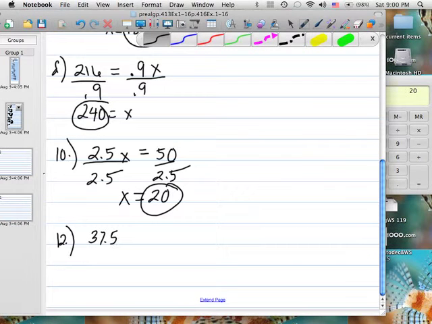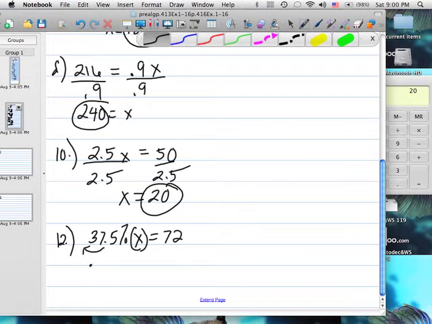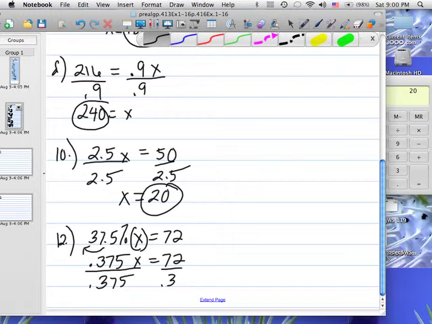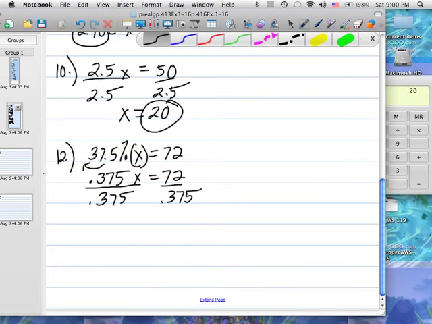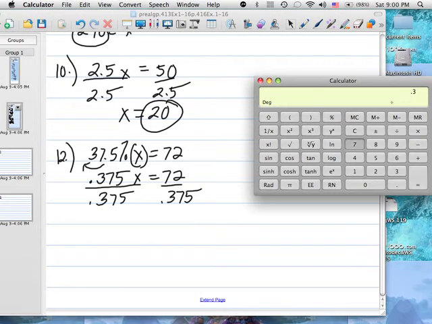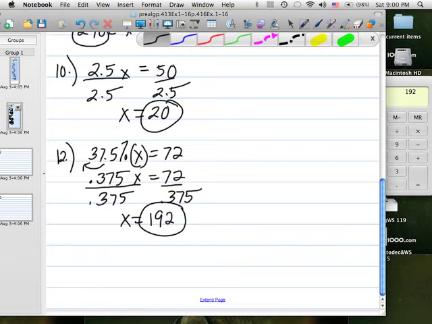And number 12, 37.5% of what number is 72? 37.5% of what number? X equals 72. So if I change 37.5% to a decimal, I slide it 2 to the left. So it's 0.375x equals 72. Divide both sides by 0.375. And 72 divided by 0.375 is 192. So X is 192.